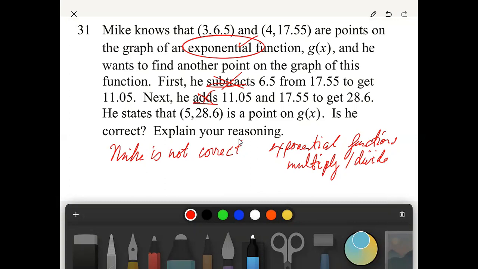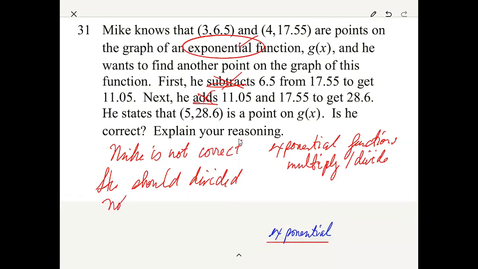You would say he should have divided, not subtracted. Something like that you should say, and that would be for credit. Basically, all they want to know is, do you know the difference between exponential and linear? And what Mike did is he mixed them, and you can't mix them.